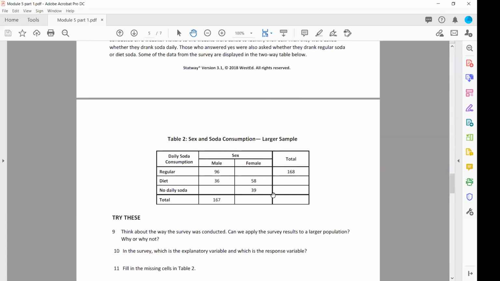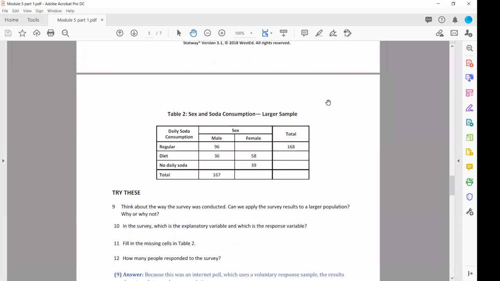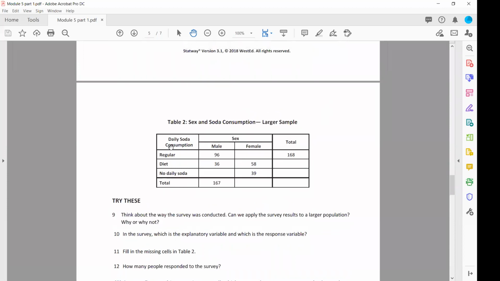Take a look at this. Daily soda consumption, sex, male, female, regular soda, diet soda, and no daily soda. So as you can see, you're increasing the number of categories: regular, diet, and no daily soda at all.